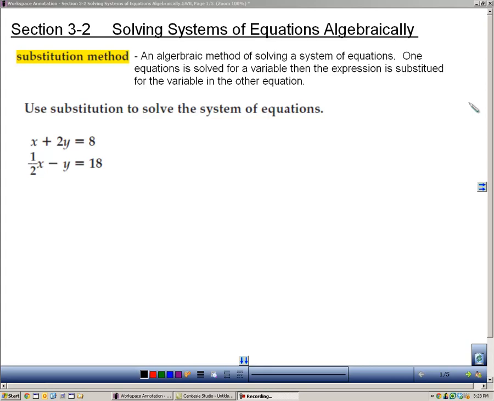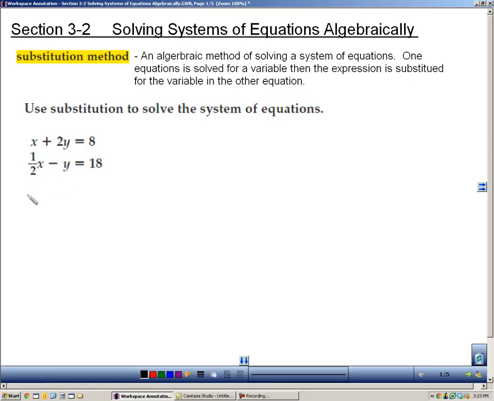Section 3.2 is about solving systems of equations. This time we're going to use algebra to do that. There's two methods of using algebra. The first method is called the substitution method. And that's a method that involves solving one variable, and then that expression is substituted in the other equation. And let's see what that looks like.